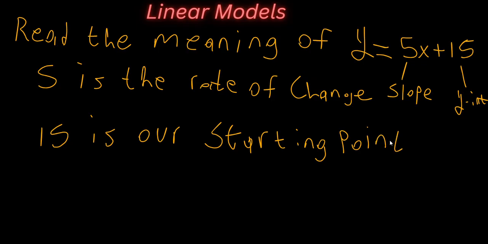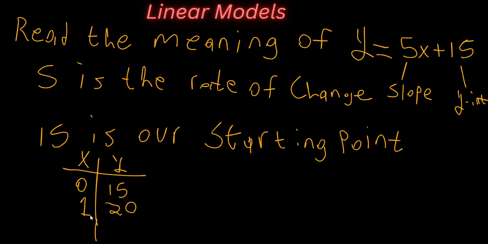And given these two values, we can create a table, an x and a y table. And on that table, we will start at x equals 0 and y equals 15. Now, when we increase y by 5, so we go to 20, what does x become? It becomes 1, and so on, 2 and 25.